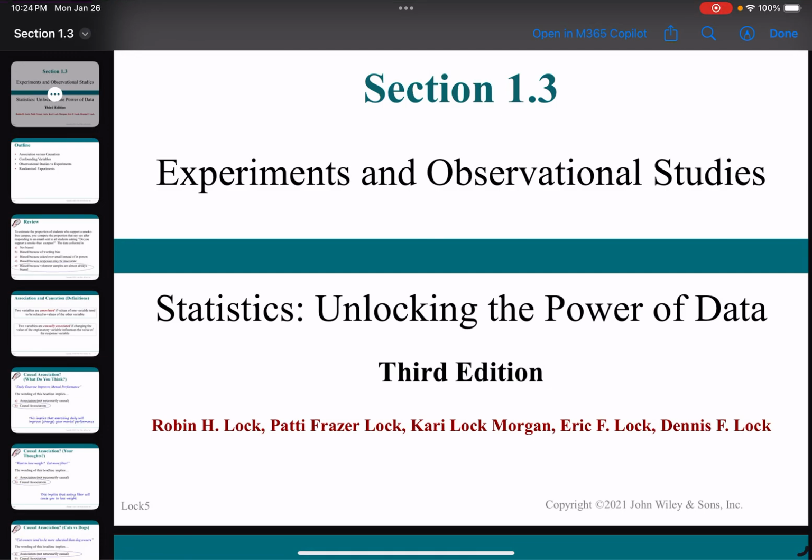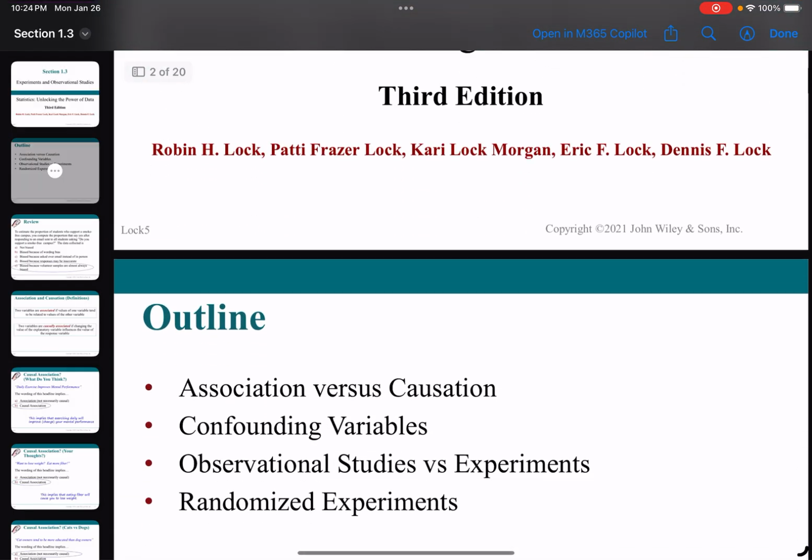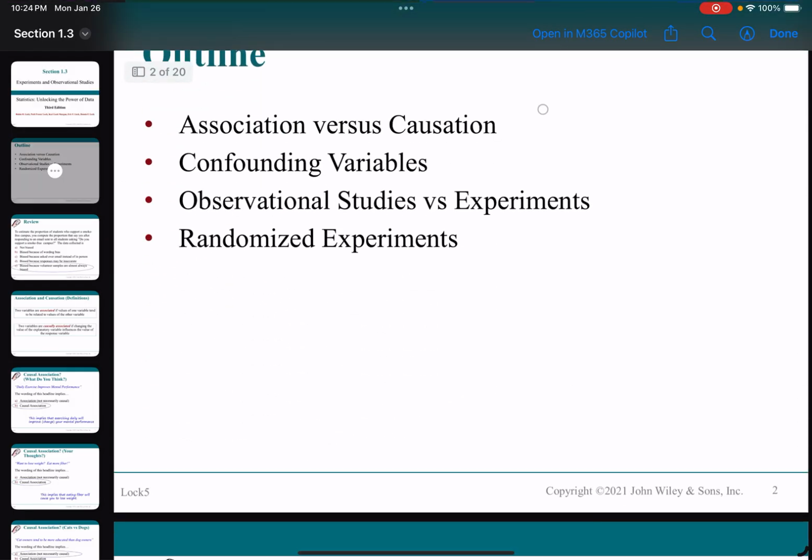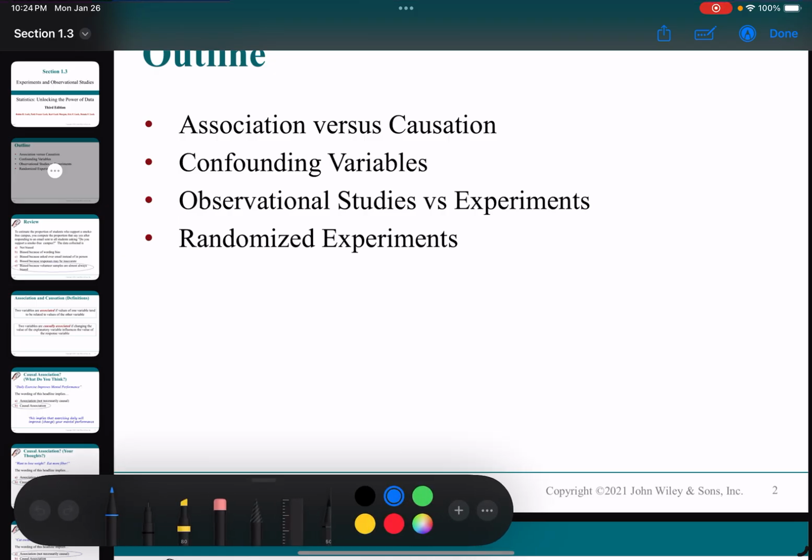Here my plan is to cover section 1.3 that we started last day, and we discussed a few things here. This section is all about experiments and social studies. So last day we talked about associations and causations. Then I gave you an idea about confounding variables, and also we discussed observational studies as well as experiments.